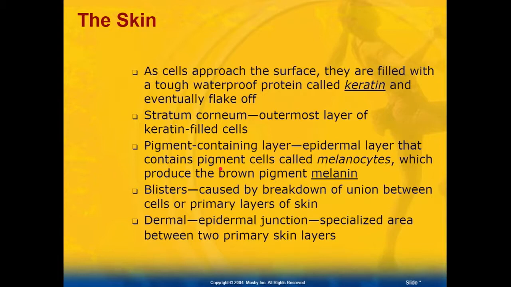The pigment layer, the pigment-containing layer of the epidermis, contains the pigment cells called melanocytes, which produce the brown pigment called melanin. As the UV rays come through, it stimulates the melanocytes. Melanocytes are what create the darker skin. If you had a bunch of these together, it could be like a freckle.